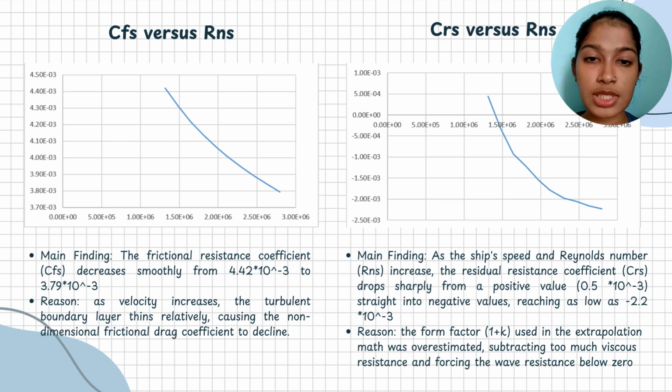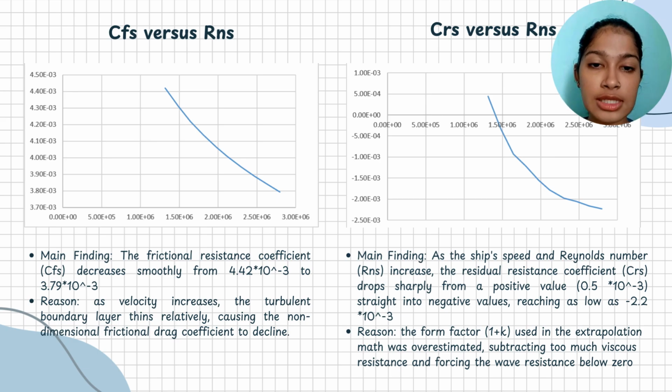As for the CFS versus RNS graph, the main finding is the frictional resistance coefficient CFS decreases smoothly from 4.42 times 10 to the power of negative 3 to 3.79 times 10 to the power of negative 3. The reason is as the velocity increases, the turbulent boundary layer thins relatively, causing the non-dimensional frictional drag coefficient to decline. So next is the CRS versus RNS graph.